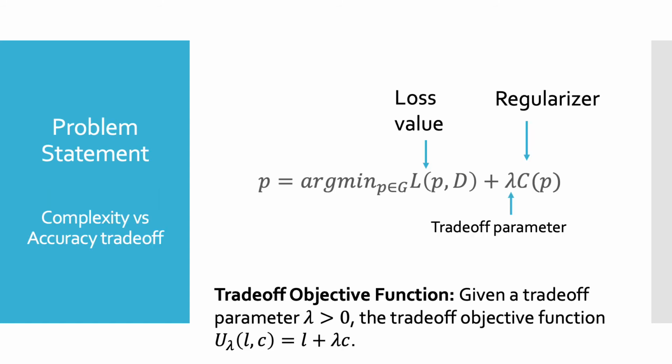Now that we have shown that we can handle noisy data, this framework allows us to solve a large class of interesting synthesis problems. For example, we can do complexity versus accuracy trade-off. Here we are trying to trade off between the loss function and the complexity. We are willing to pay some extra loss for a much simpler program.